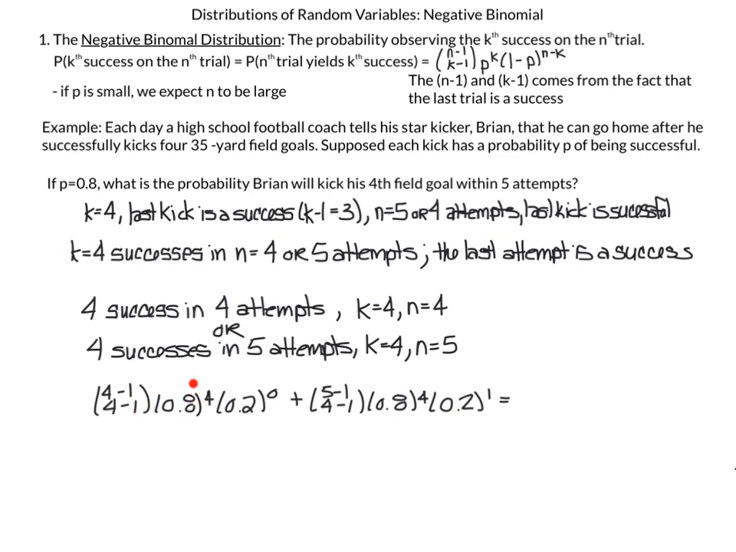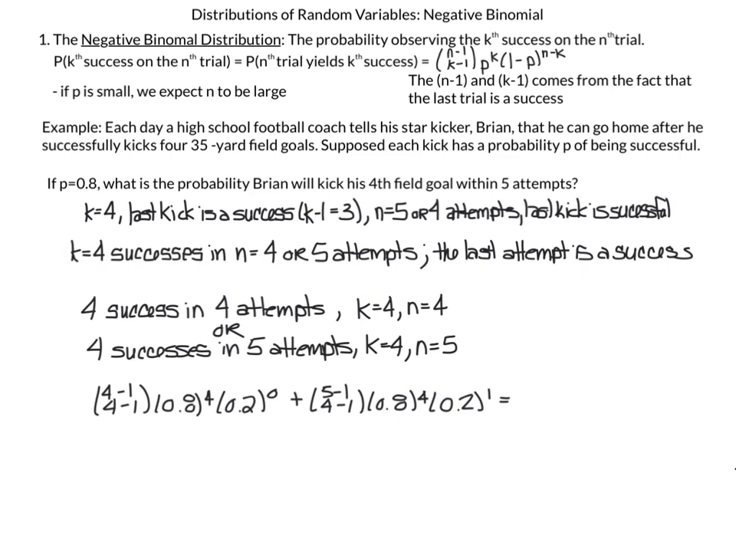Then I have my probability of success, and I have 4 successes, so I raise it to the 4th. My probability of failure, which is just 1 minus probability of success, that's 0.2. But I have no failures, so that's just raised to the 0. Remember, anything raised to the 0 power is just 1.